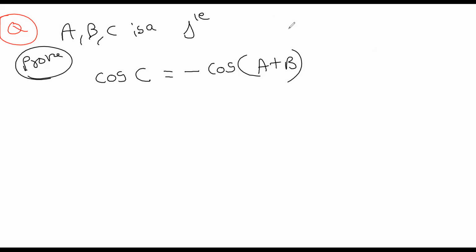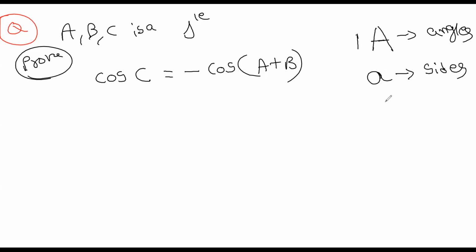Remember, if it is represented as capital A, or with capital letters, they are angles. If they are represented with small letters, they are sides. This terminology is followed all over in physics and maths. In a triangle, capital letters are angles and small letters are sides.